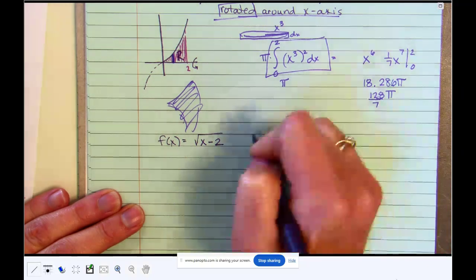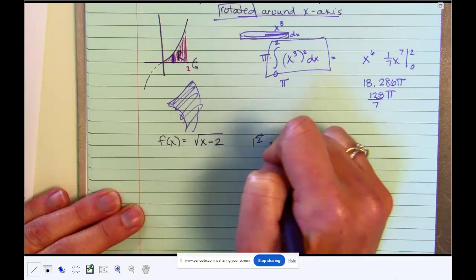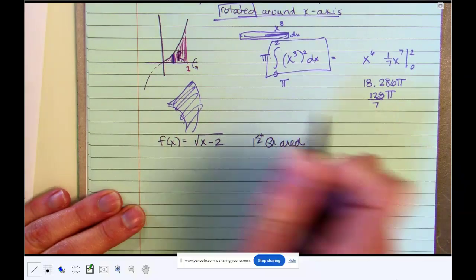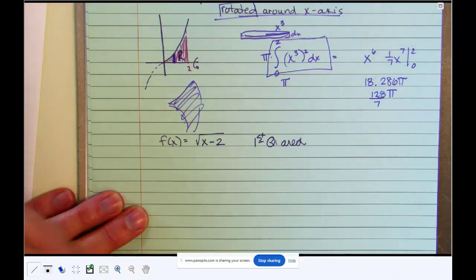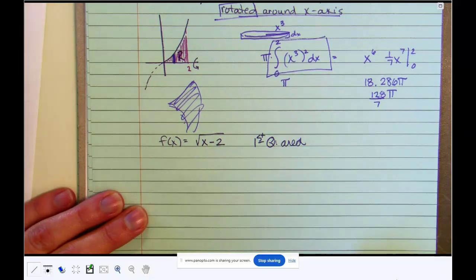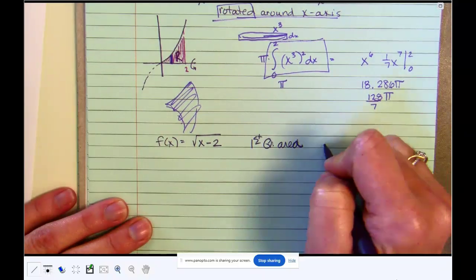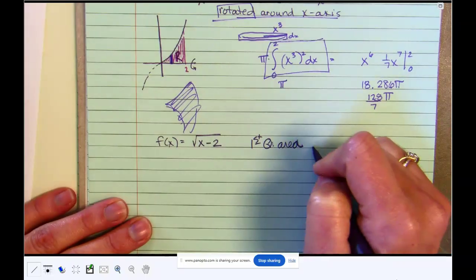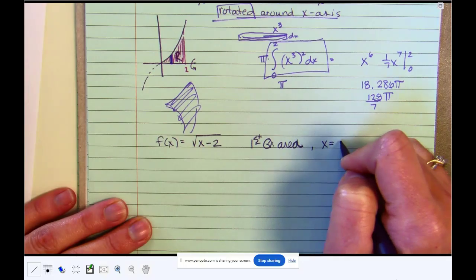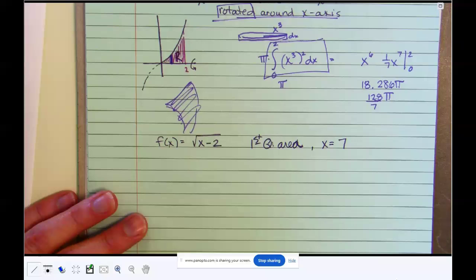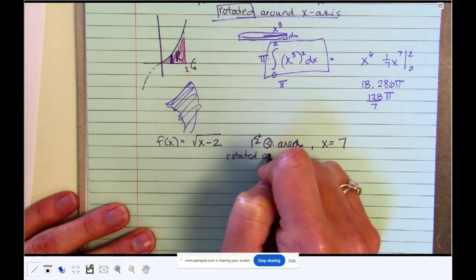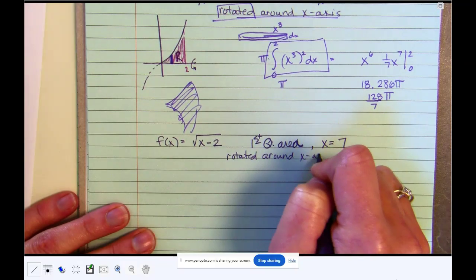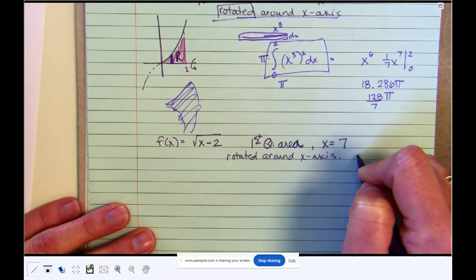And I would like the first quadrant area. Second, I gotta graph it because I'm pretty sure I'm gonna screw it up. Square root of x minus 2. Okay, first quadrant area bounded by the graph and the line x equals 7, and I would like to rotate it around the x-axis. Okay, I'd like you to do this without your calculator.